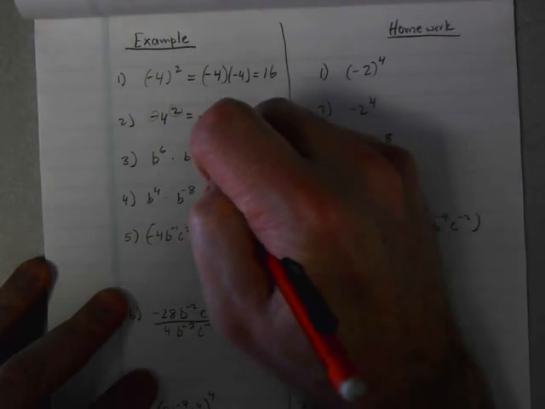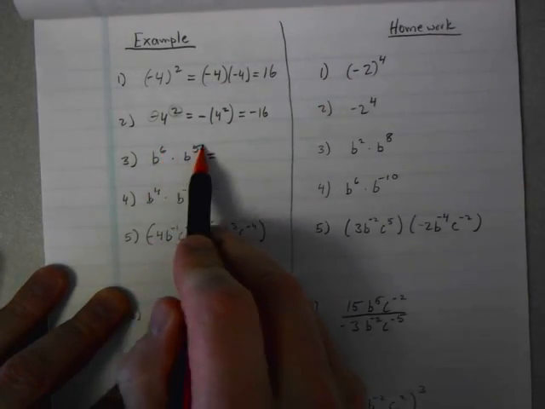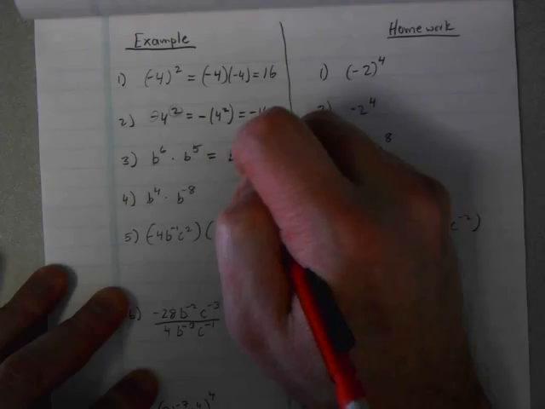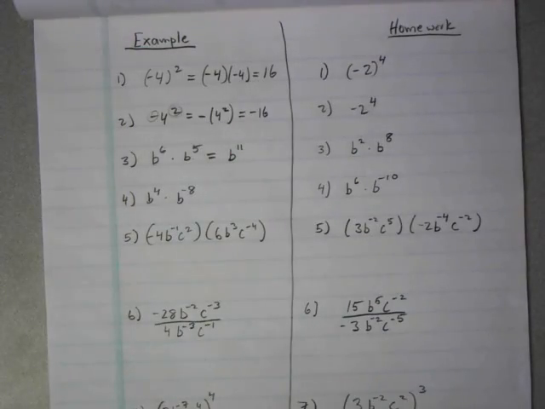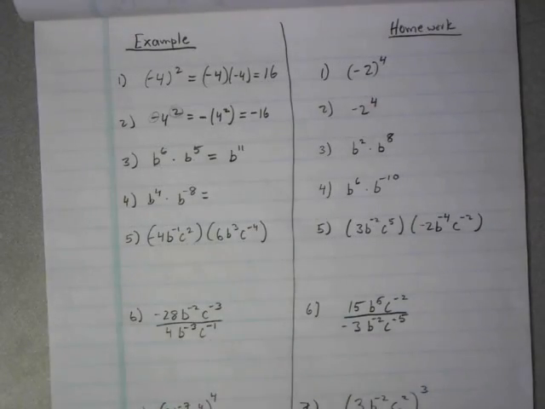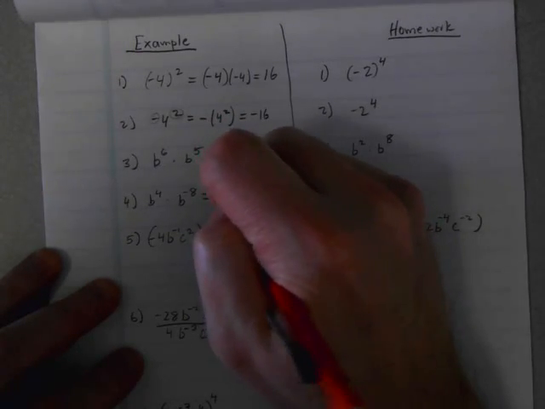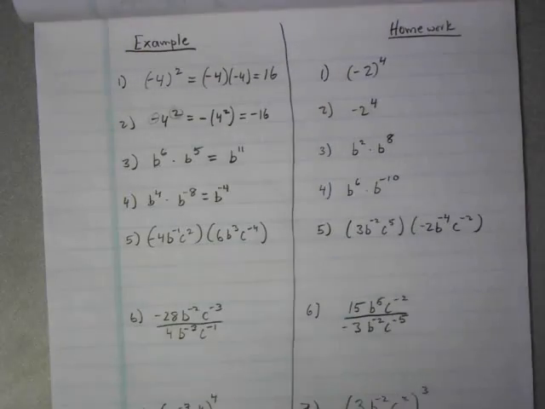Alright, number 3. Number 3 is an easy one. Number 3, when the bases are the same, you add your exponents. So that's simply b to the 11. Add the powers there. Number 4, same thing. Once again, we add our powers. That gives us b to the negative 4.